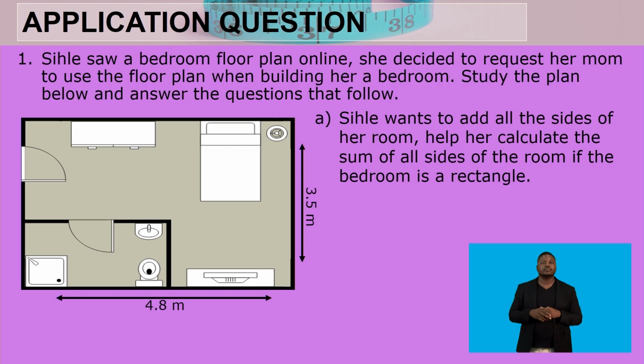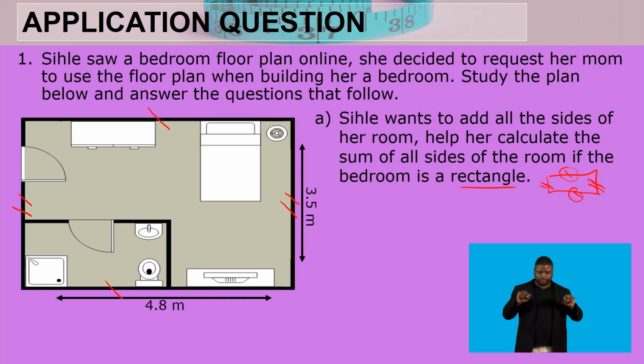Sihle wants to add all the sides of her room. Help her calculate the sum of all the sides of her room if the bedroom is a rectangle. What are the properties of a rectangle? We know that the opposite sides are equal. So this side and this side will be equal, which will be our length, and then we also have this side and this side being equal, which is the width and the width, because it's a rectangle.